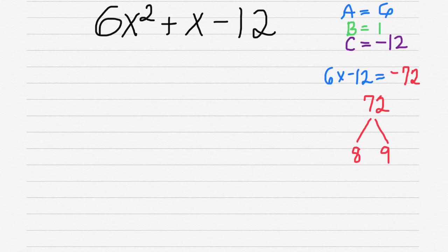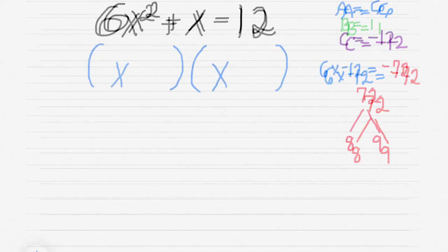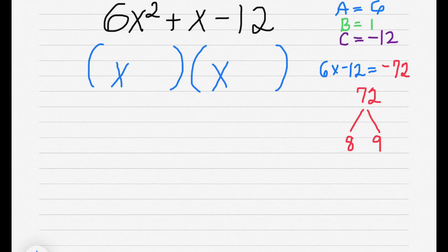There are multiple factors of 72, but we know we are trying to get a b coefficient of 1, so the numbers need to be close. So we're going to factor 8 and 9. So again, we are going to look at our first term with the x squared and put them in the two different brackets. We are also going to put our a coefficient in both of them at this point.